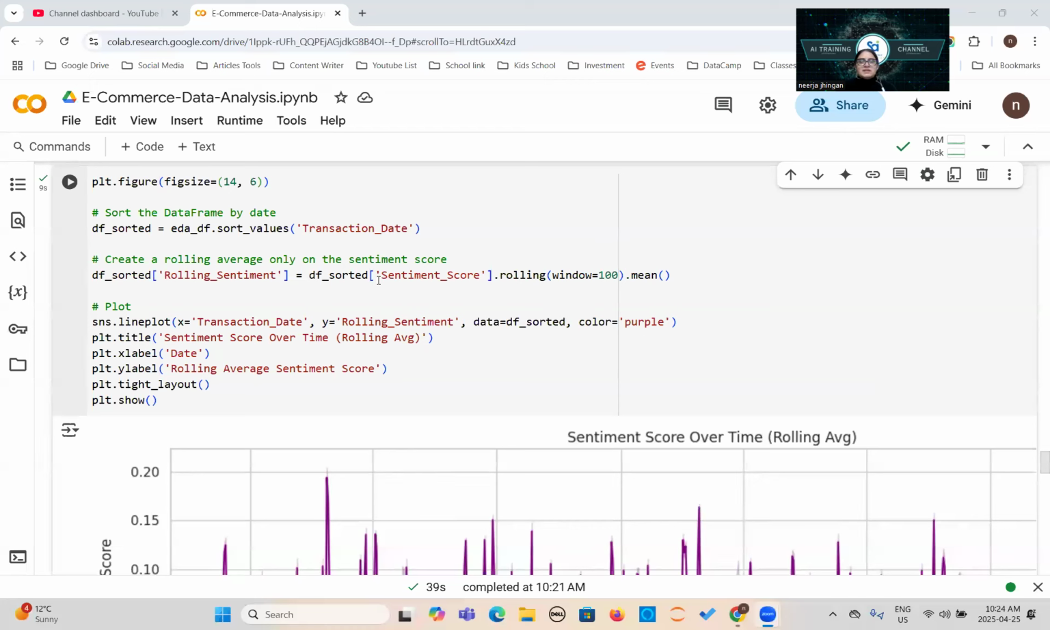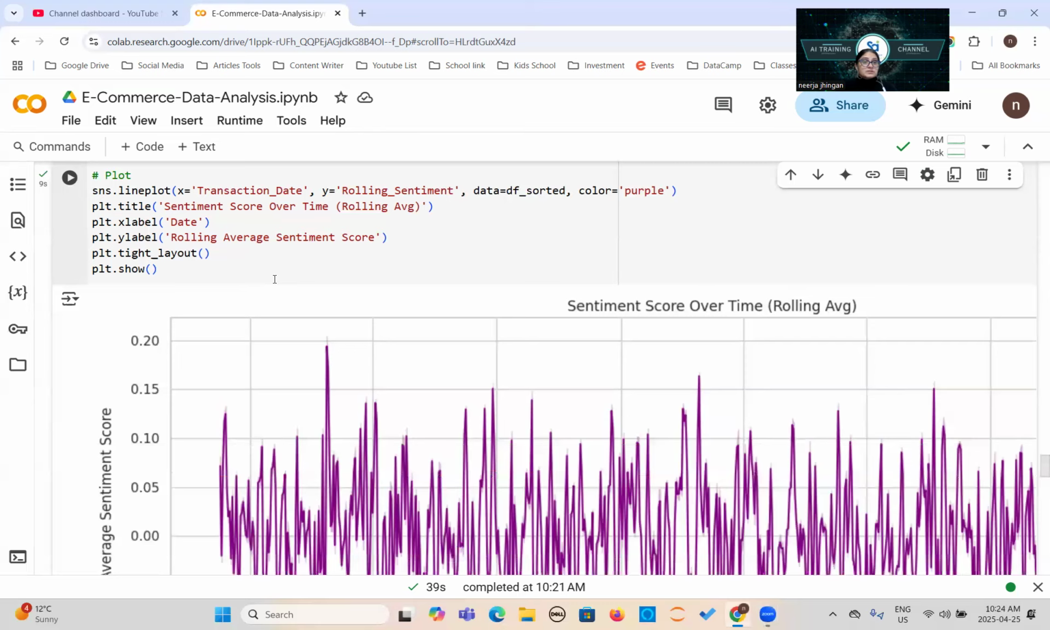In this rolling, we are using a window of 100. This means it is going to pick up the last 100 customers' sentimental scores, whether they like it, do not like it, or are neutral and not giving any feedback. This is very useful, and it helps the stakeholder understand, based on the sentimental score or review content, if they are liking the delivery or not.